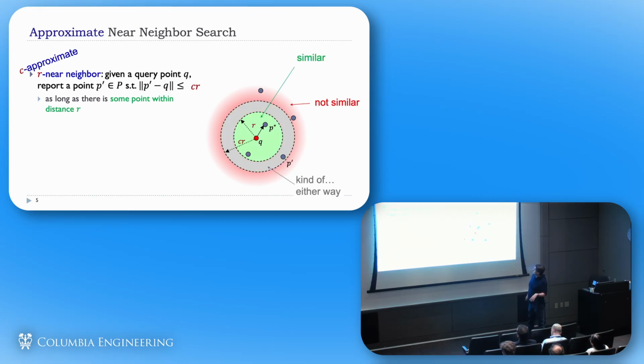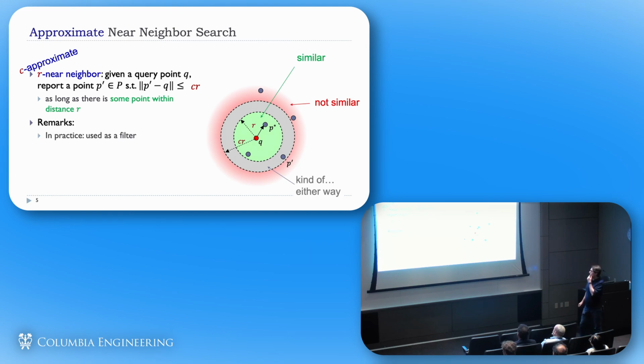And the c-approximate version introduces some kind of no man's land or indeterminate region, so this is the bigger radius cr. c is our approximation; think of c as being, let's say, 2. We're saying that green stuff is good for us. This is similar. Red stuff is not good for us. It's definitely dissimilar. And the gray band could go either way, if it makes your algorithm simpler.